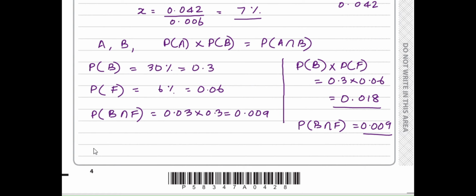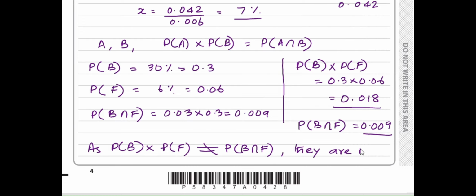So we need to write one sentence here as probability of B times probability of F is not equal to probability of B intersection F, they are not independent. Categorically say and underline, they are not independent.